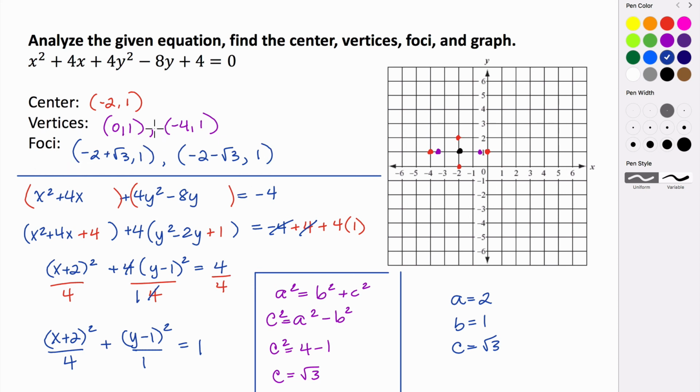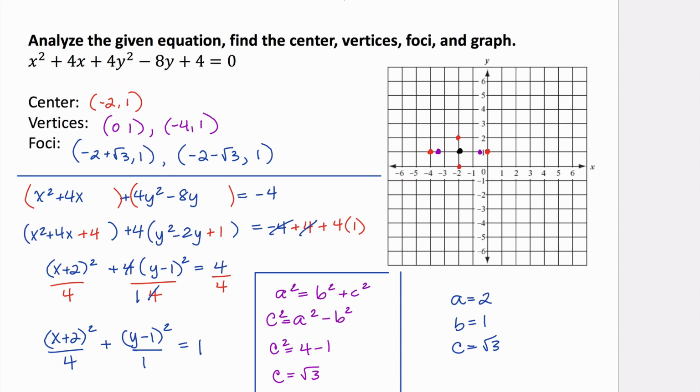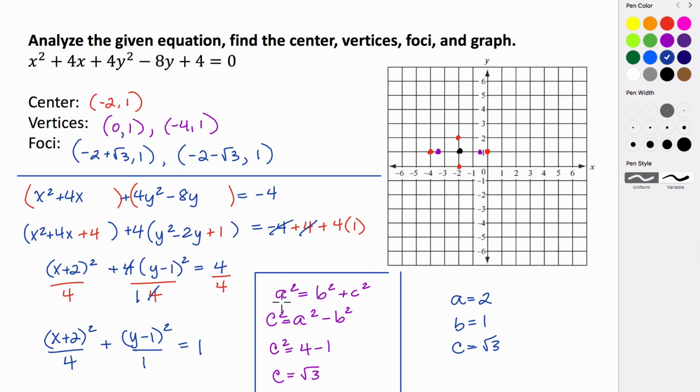So those are the coordinates of the foci. These are the coordinates of the vertices. And then this is our center. So here we have that. And then we just quickly sketch our ellipse. So it's just going to be this here. And there we have it. A pretty terrible, but sketch of our ellipse nonetheless.